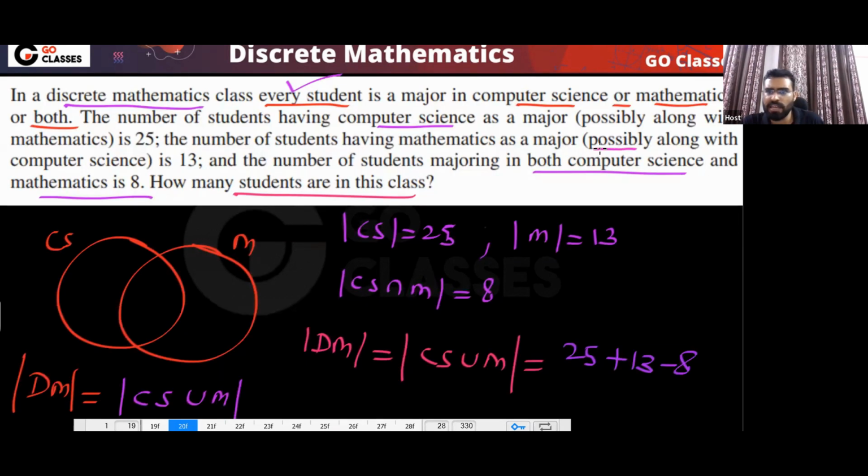What is the meaning of this? Can anyone tell me? Mathematics, possibly along with computer science. It simply means that these students have mathematics but not computer science, and these students have mathematics and computer science. So these are mathematics students, and they may have computer science also, right? Is this clear? Okay, so this is the question.